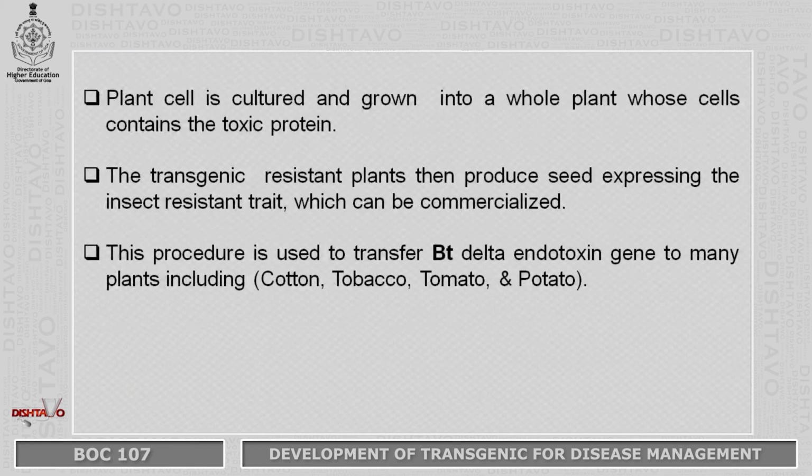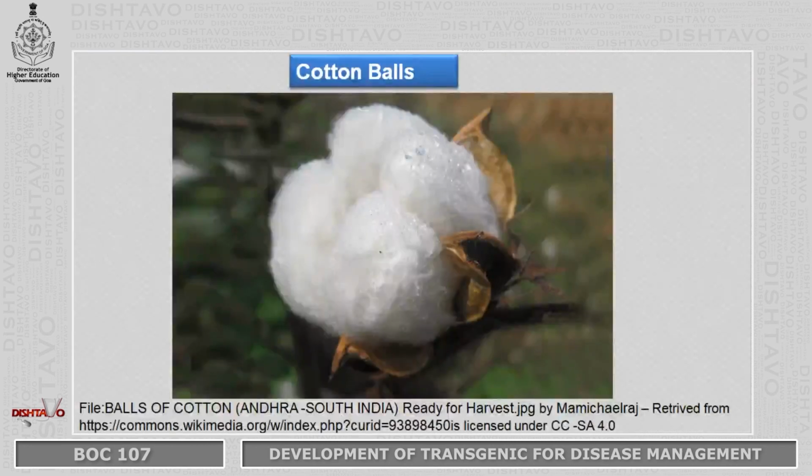Next, the plant cell is cultured and grown into the whole plant whose cells contain this toxic protein. The transgenic resistant plants then produce seeds expressing the insect resistant trait, which can be commercialized. Now, this procedure is also used to transfer the Bt delta endotoxin gene to many plants, including cotton, tobacco, tomato, and potato. And now, this is the example of transgenic cotton, which was developed by using Bt toxin.